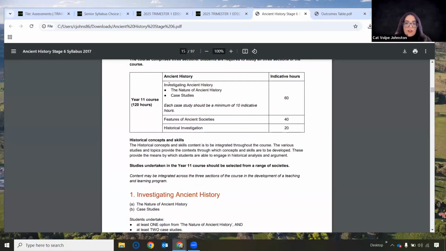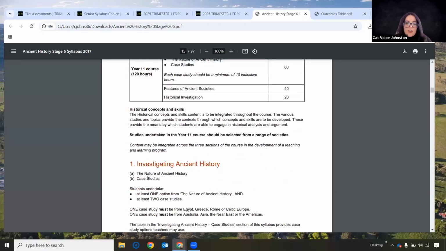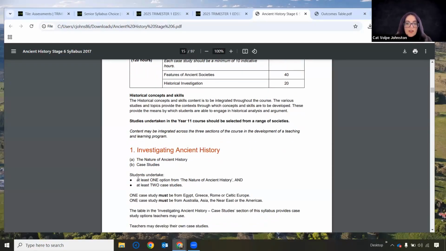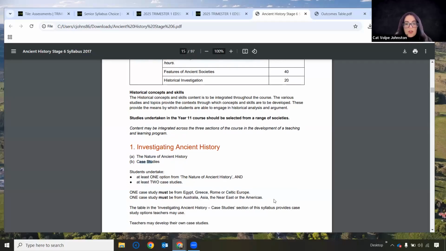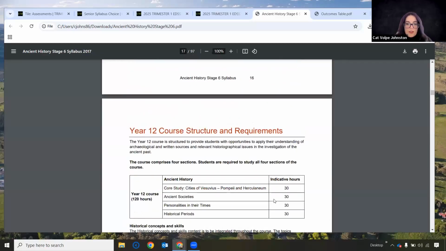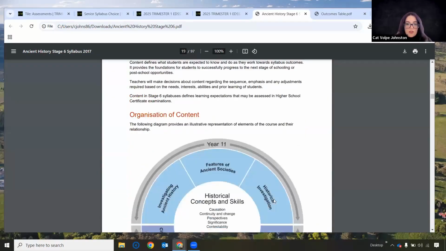Now, if you look here at investigating ancient history, we've got these two sections of that focus that you'll be looking at when you're teaching this. Students take at least one option from the nature of ancient history and 2 case studies. So 1 from here and 2 from here. One of the case studies needs to be from Egypt, Greece, Rome, or Celtic Europe, and then one needs to be from here. So if we remember that, we won't look at year 12 yet. Let's just go straight to year 11.